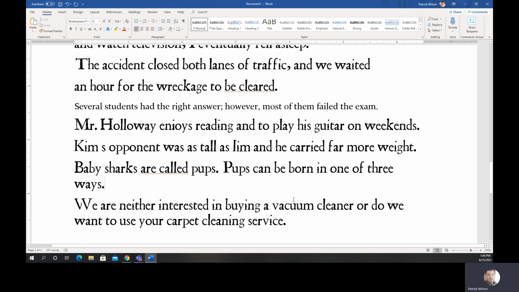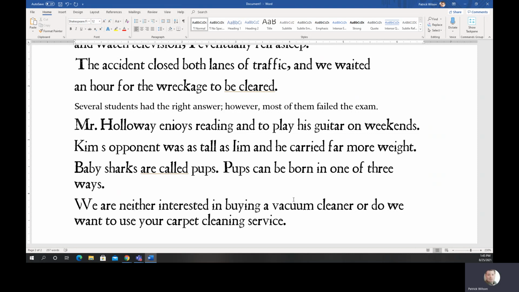Here, it says several students had the right answers; however, most of them failed the exam. Well, in this case, the writer is using a conjunctive adverb in the middle of the sentence, and they have it punctuated correctly. They have the semicolon before "however," and they have the comma after. So in this case, this particular sentence is correct as is.